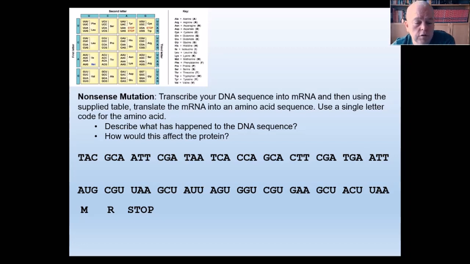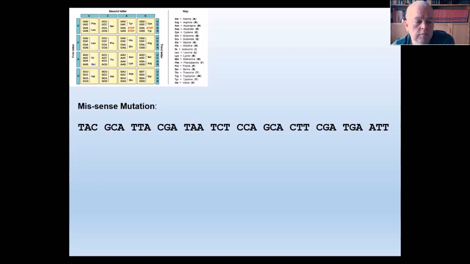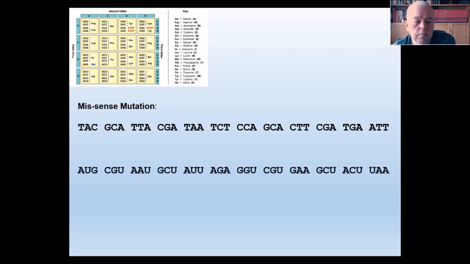Let's look at the next one and see what the consequence of that would be. This is our missense mutation. Okay, pause the screen. Hopefully you managed to transcribe that okay. And let's look at the translation of this one. Go to the amino acid sequence. It's a minor one in this case in terms of what we can see, but maybe the consequence of that would be more significant.